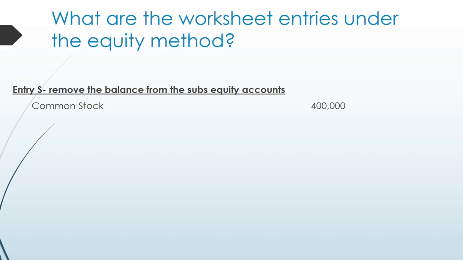Now we're going to do entry S. We're going to remove the balance from the sub's equity account. Now the common stock, we're assuming no other stock was issued because it didn't say there was, but how do we remove that retained earnings because we know 3 years have gone by?